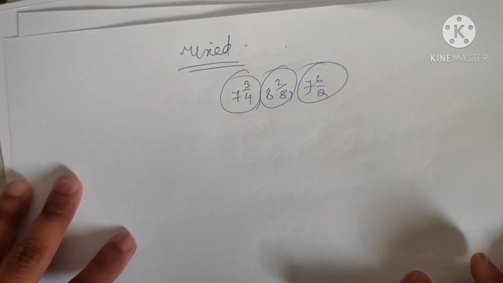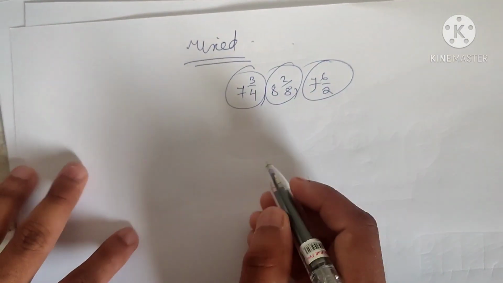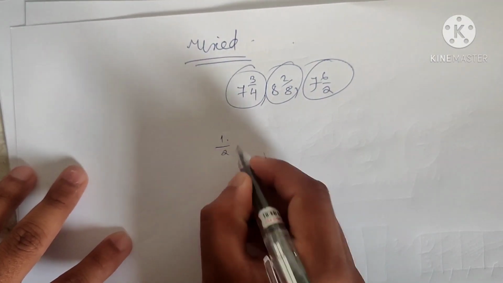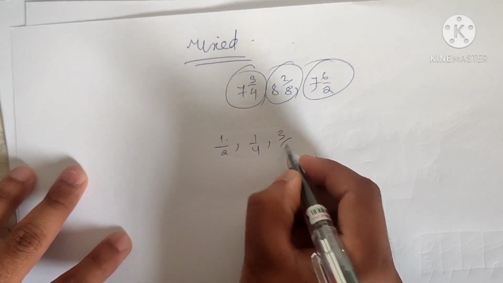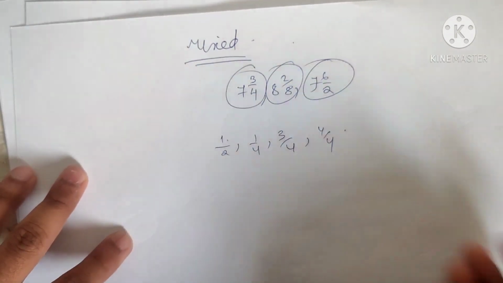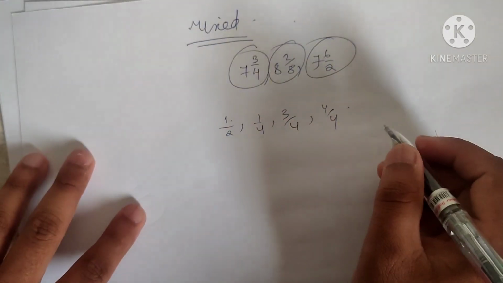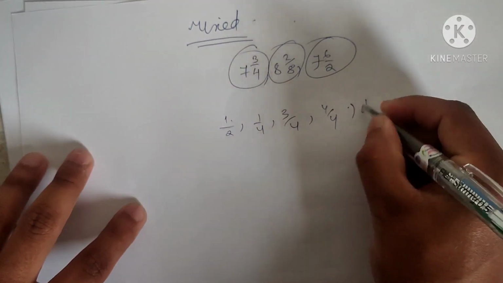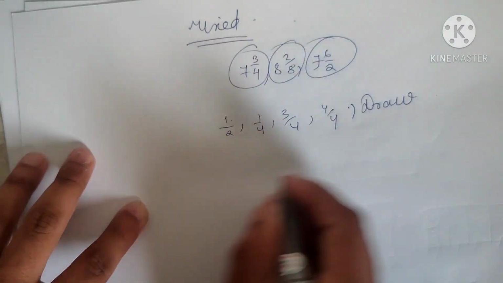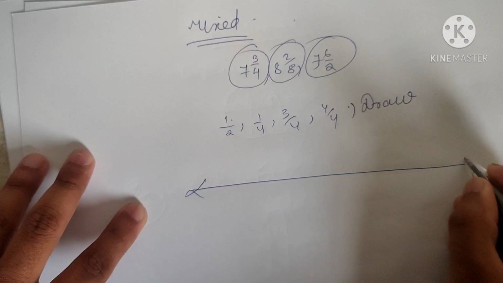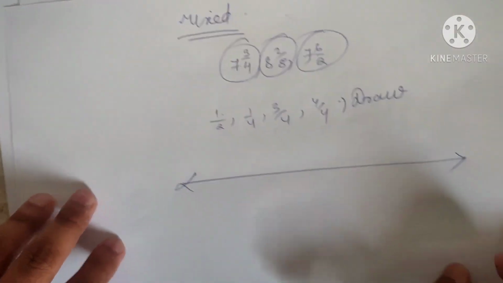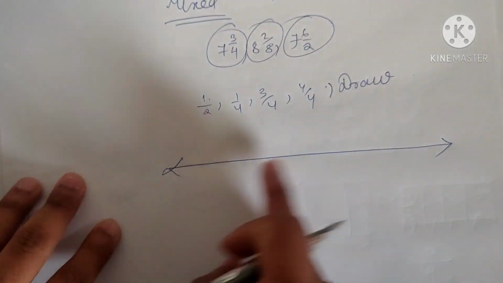Now if you see exercise 7.2, the first question is saying 1 by 2, 1 by 4, 3 by 4 and 4 by 4. It says to draw a number line. You already know how to draw a number line, isn't it? You draw something like this. This is a number line, and now you have to place all of these on the number line.